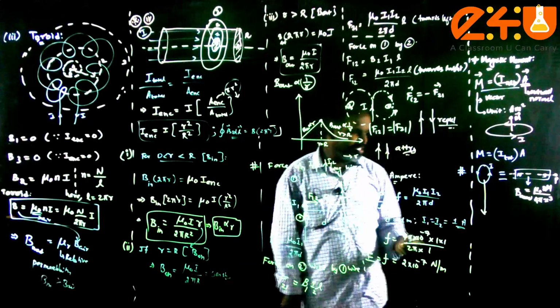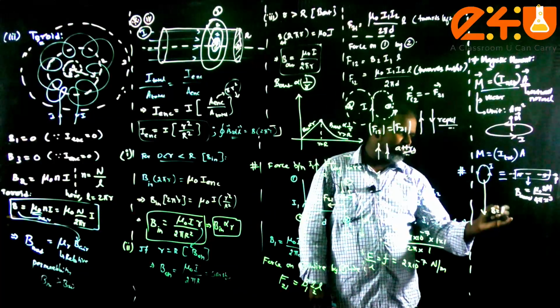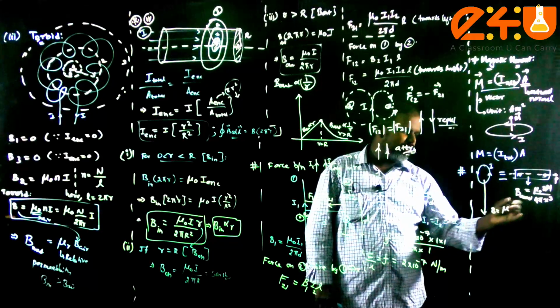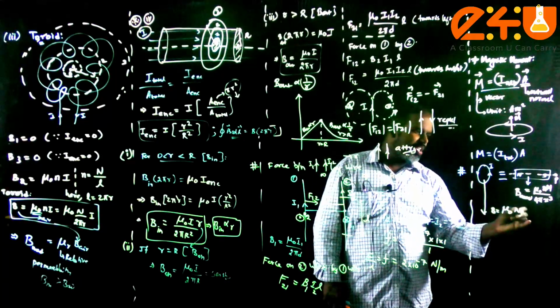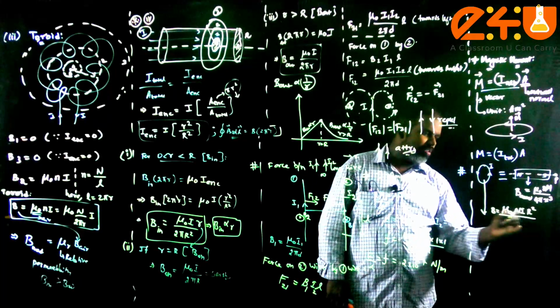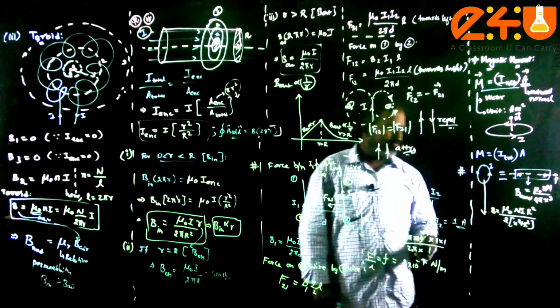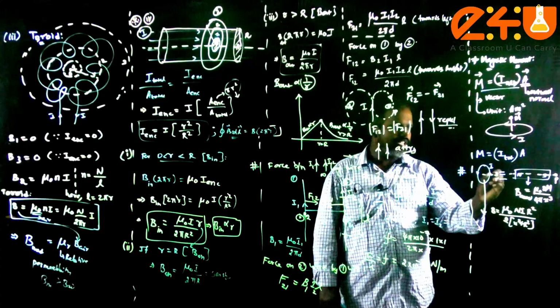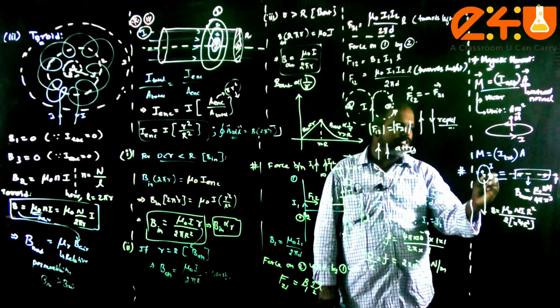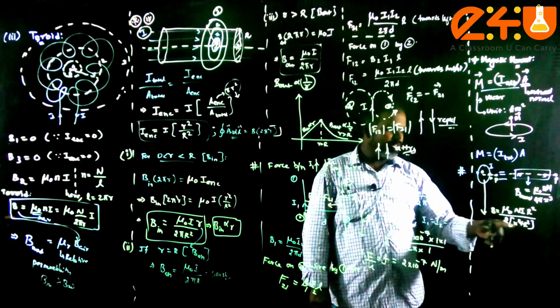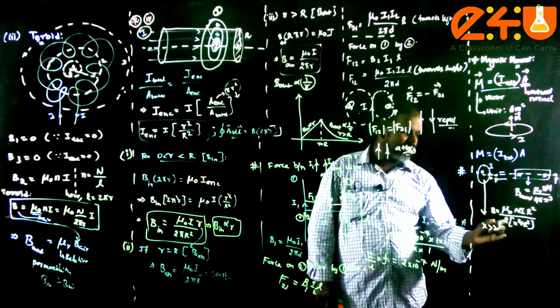So similarly, for the circular coil, we already discussed this. We get B is equal to mu naught Ni R square divided by 2 into x square plus what, children? R square, where x is the measuring point. This is the distance x. So here we have to assume that x is greater than r.